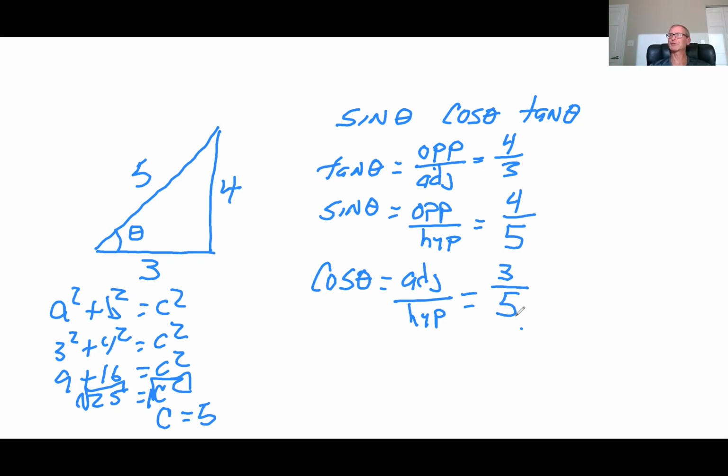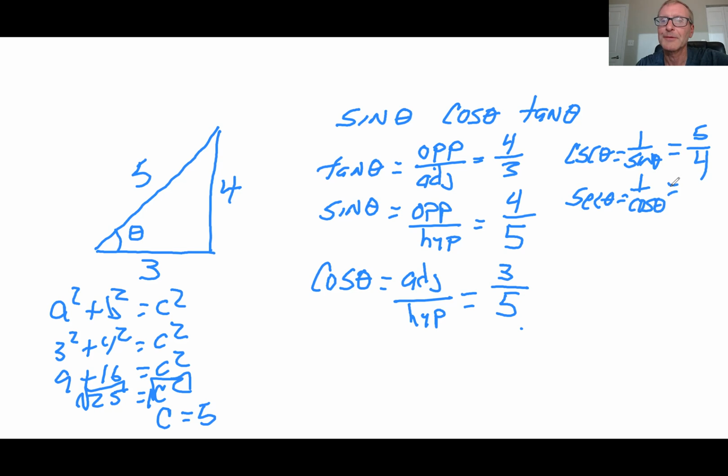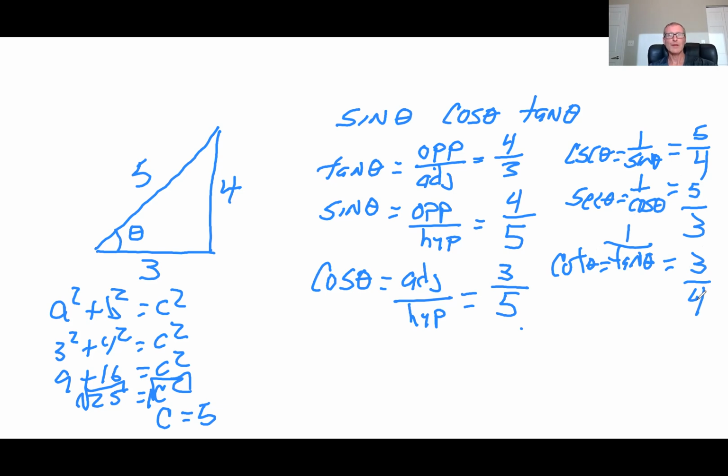So that really is the first introduction with regards to making these calculations. And our definition says that cosecant of theta is 1 over sine, right? And so instead of it being 4 over 5, that would be 5 over 4. And then secant is 1 over cosine of theta. And so that would be 5 over 3. And then the last one is cotangent of theta. And that's 1 over tan of theta. So instead of 4 over 3, it would be 3 over 4. So that is the introduction to section 3.2.